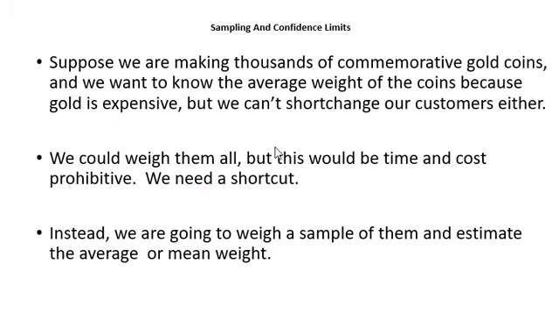All right, let's get into the second example. Let's say we are making thousands of commemorative gold coins, and we want to know the average weight of the coins because the gold is expensive, but we can't shortchange our customers either. So we could weigh them all, but this would take a lot of time and cost. So we need a shortcut. Instead, we're just going to weigh a sample of them and then estimate the average or mean weight out of it.